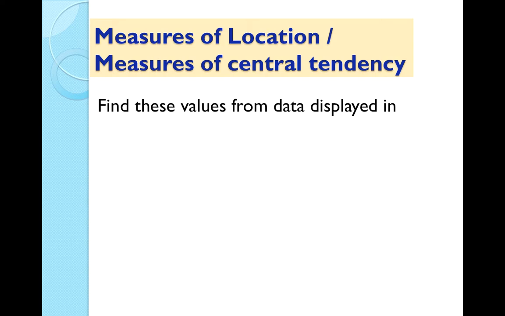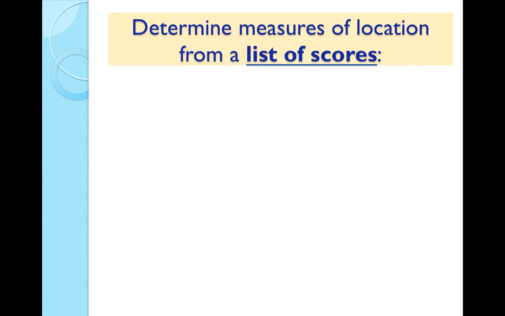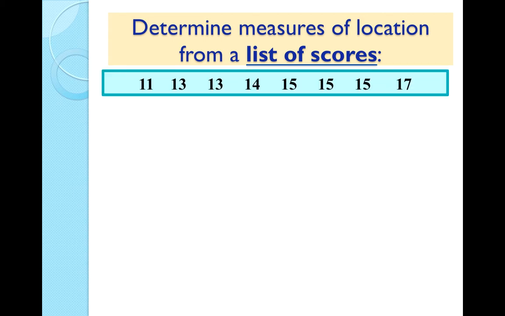We have to be able to find measures of location and measures of central tendency, whether the scores are given to us in a list, in a frequency distribution table, in a stem and leaf plot, or in a dot plot. And we are now going to look at examples from these different presentation methods.